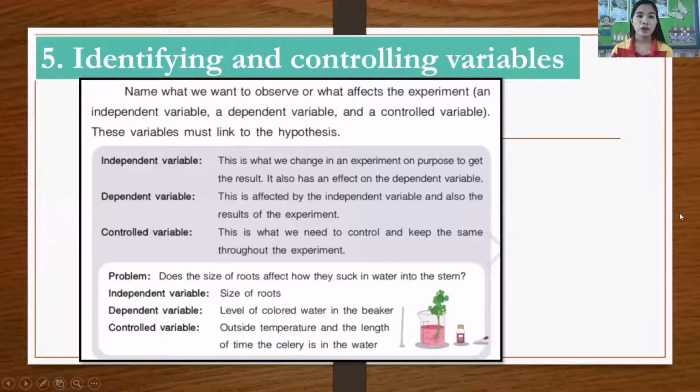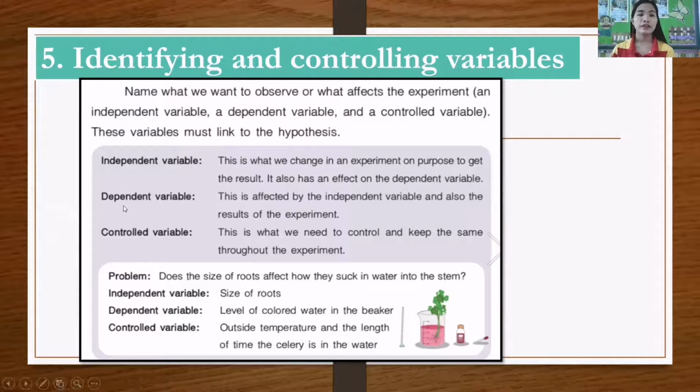We have the 5th one, which is identifying and controlling variables. You will name what you want to observe or what affects the experiment. We have 3 variables. Number 1 is the independent variable. This is what we change in an experiment on purpose to get the result. It also has an effect on the dependent variable.